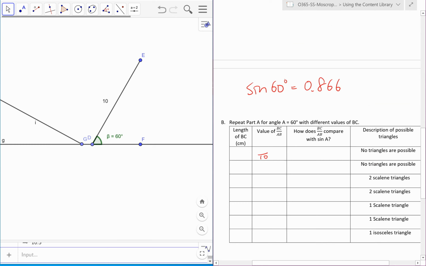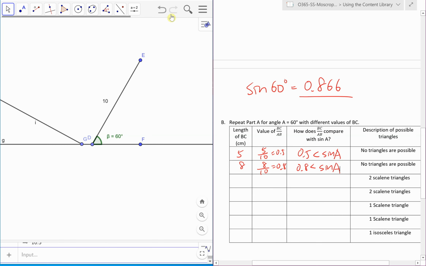Okay, so let's try it. Let's make the length of BC 5, so that's 5 out of 10. The second one also says no triangle is possible, so I'm going to try 8 because it's close to 8.66. So this is 0.5, and this is 0.8. We know that 0.5 is less than sine of A, because sine of A is 0.866, and we know that 0.8 is less than sine of A, okay? So that's our prediction.